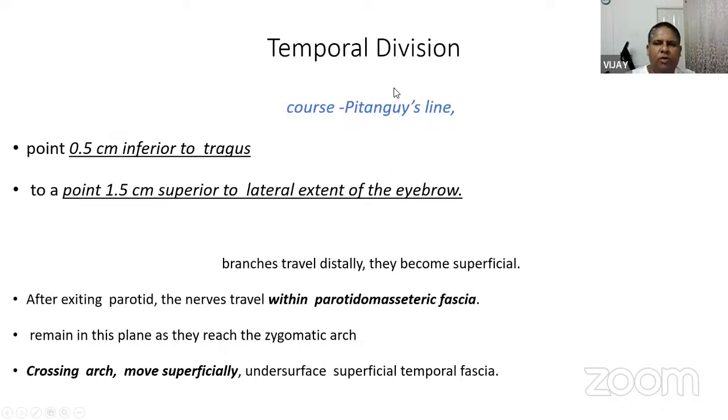So the temporal division courses in the Pitanguy line, which is a line from a point 0.5 centimeters inferior to the tragus to a point 1.5 centimeters superior to the lateral extent of the eyebrow. So Pitanguy's line marks the temporal division of the facial nerve. After exiting the parotid, this nerve travels within the parotid fascia, remains in this plane until it reaches the zygomatic arch, and crosses more superficially under the superficial temporal fascia.